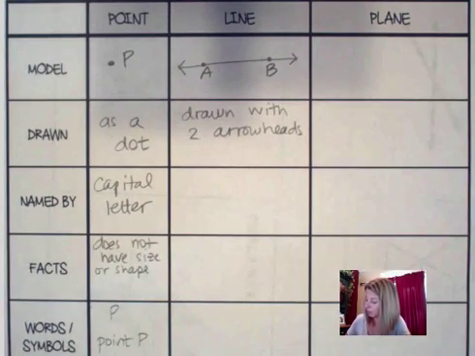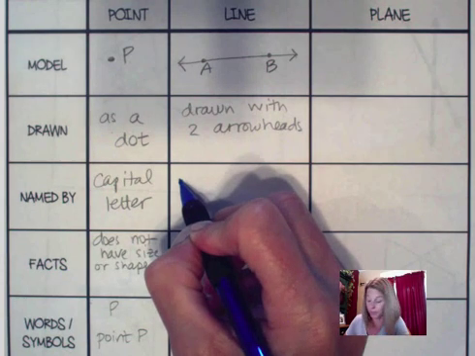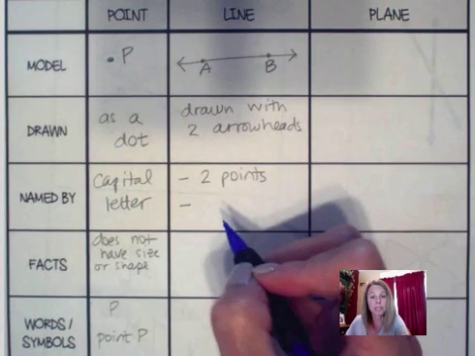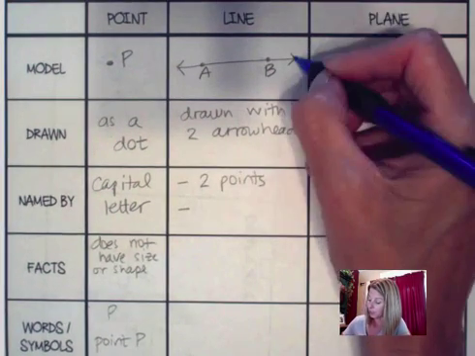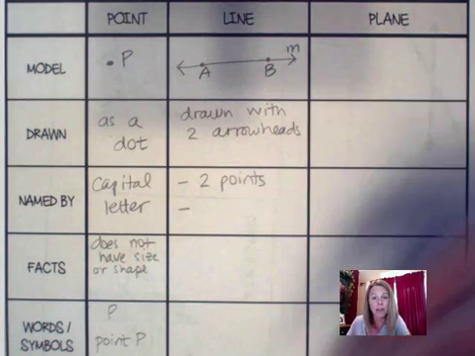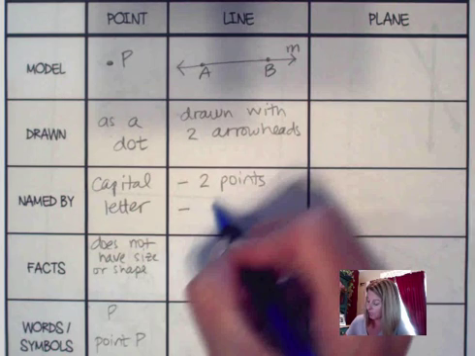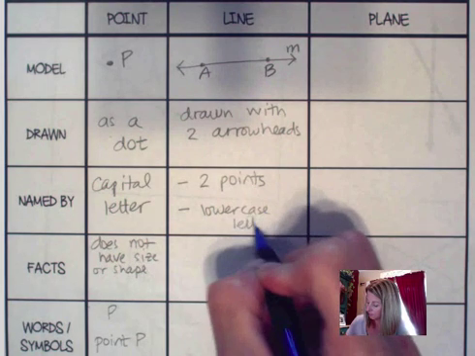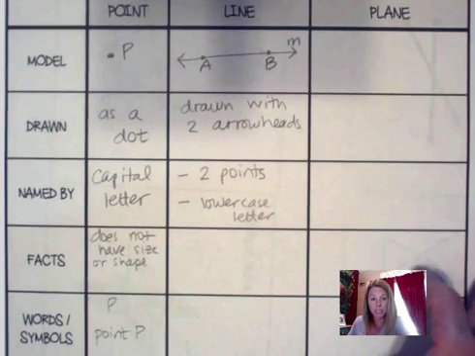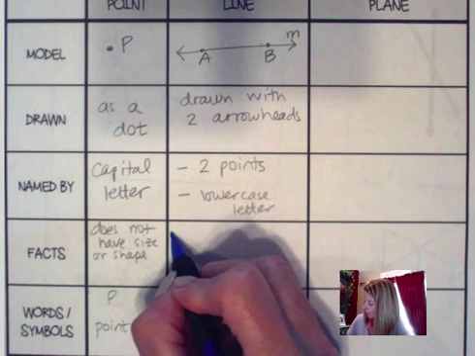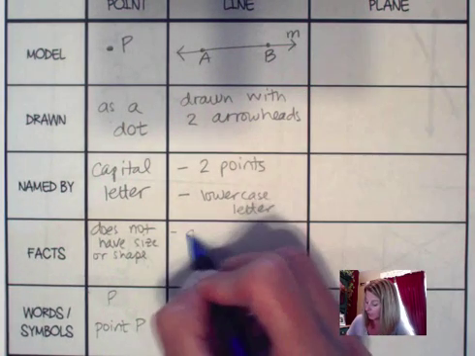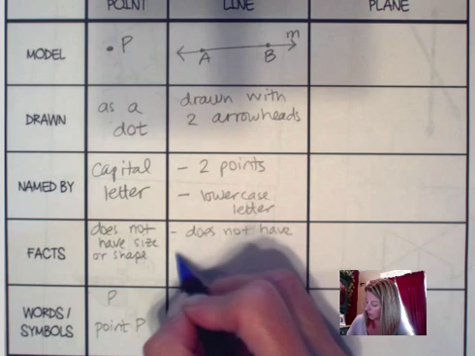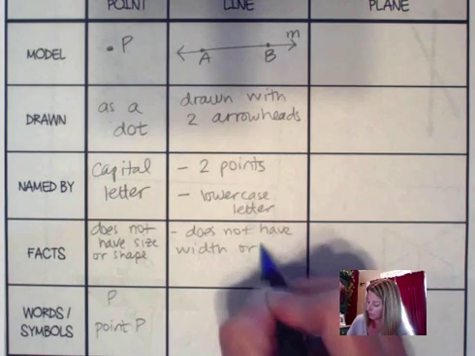It is named by 2 points. So there's 2 items we're going to write here. Item number 1, it is named with 2 points. Or sometimes there is a lowercase letter on one of the arrowheads. So if I go back up here and put like an M, that would be what we could also name it by. So I'm going to write lowercase letter. Okay. Some facts about a line is it does not have width or height.